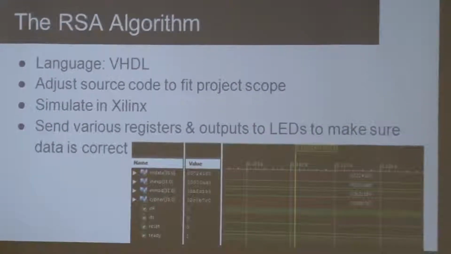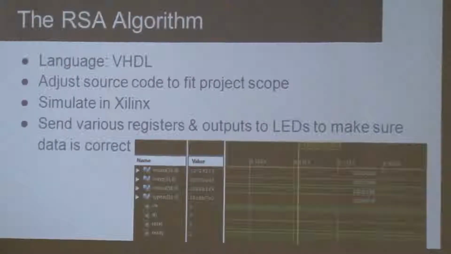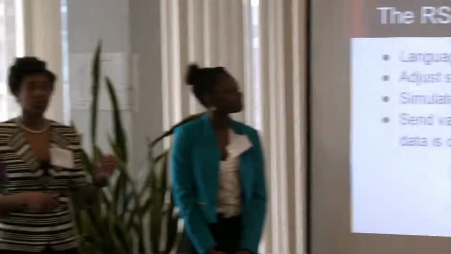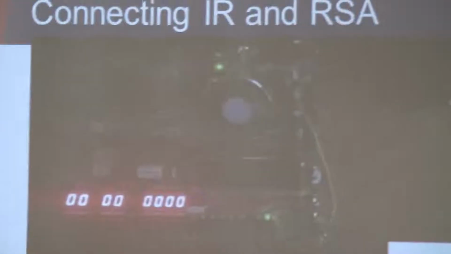We wanted to adjust our source code to fit the scope of our project, get rid of unnecessary inputs or outputs, and create new ones that we needed. We simulated this algorithm in Xilinx, and then we passed different registers or outputs to LEDs to verify that we were seeing our decrypted command. Then we connected the two modules together in Quartus. We passed the command from the remote to the receiver into the algorithm, and it was decrypted, and we wanted to make sure that that was happening. So we have a video.